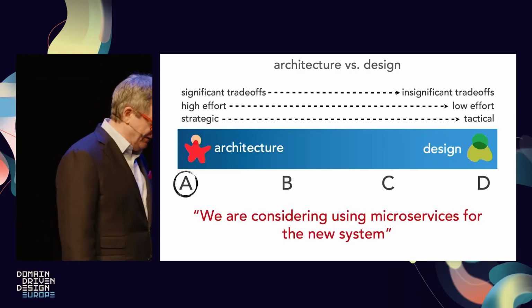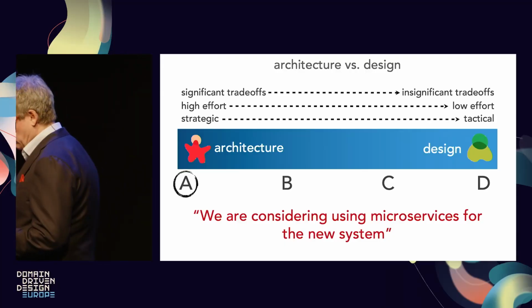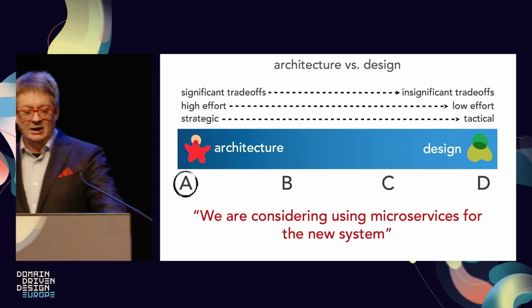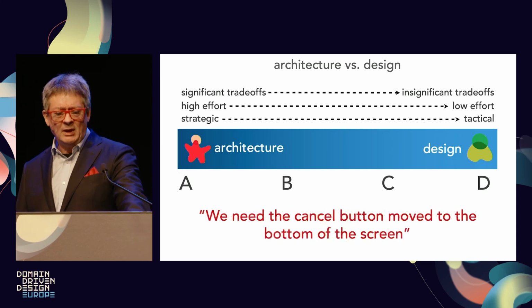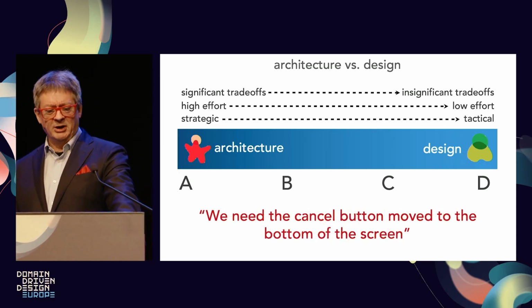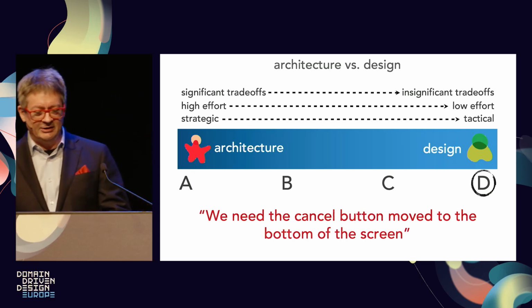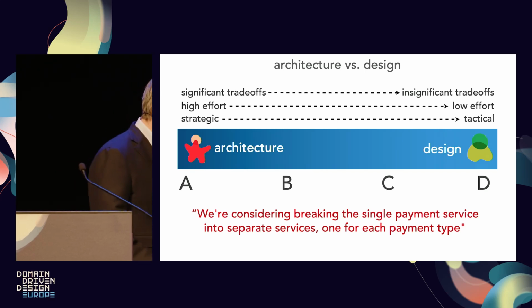That's very much an architecture-level decision because it affects pretty much every aspect of the system. It affects the way you do deployment, it affects design, it affects capabilities. Pretty much everything, data especially, is affected hugely by that. We need to move the cancel button to the bottom of the screen. Obviously a trivial thing to do, and you can do that in just a few minutes. But a lot of these decisions are a whole lot more nuanced.